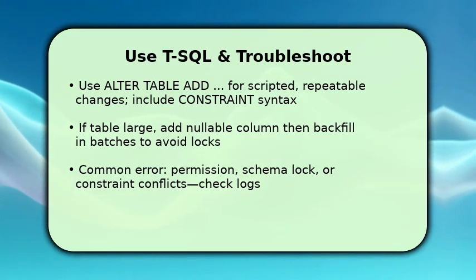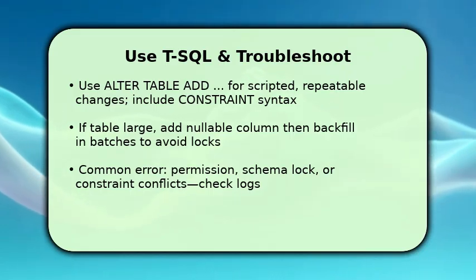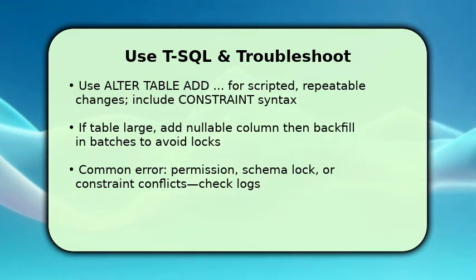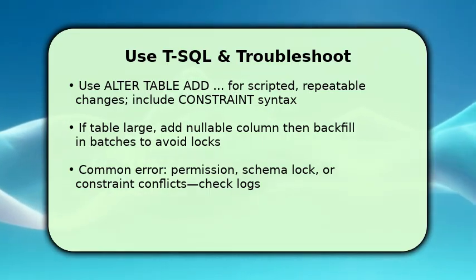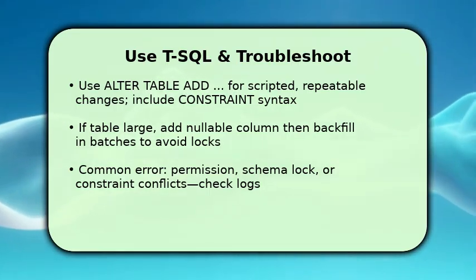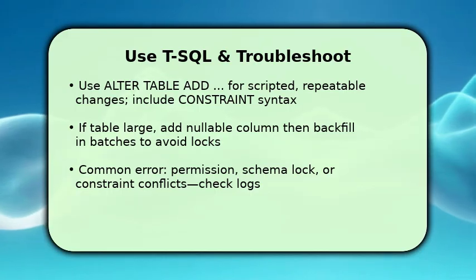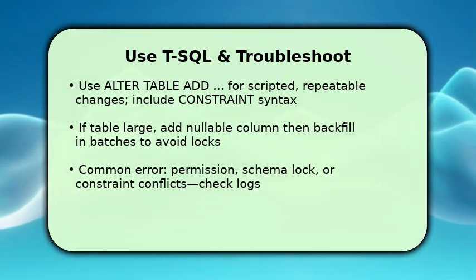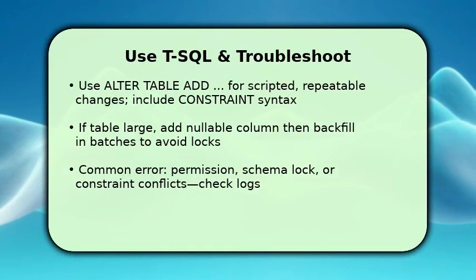For large tables, add the column nullable first and backfill values in controlled batches to avoid long locks and log growth, then alter to not null with a default. If something fails, check permissions, blocking sessions, and constraint conflicts. The error message points to the root cause and guides whether to drop a constraint.